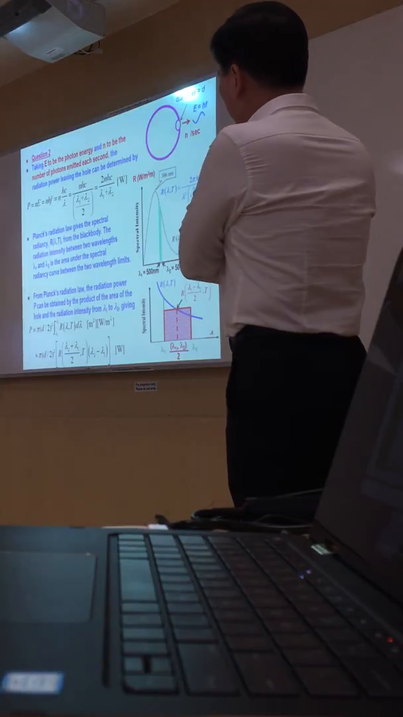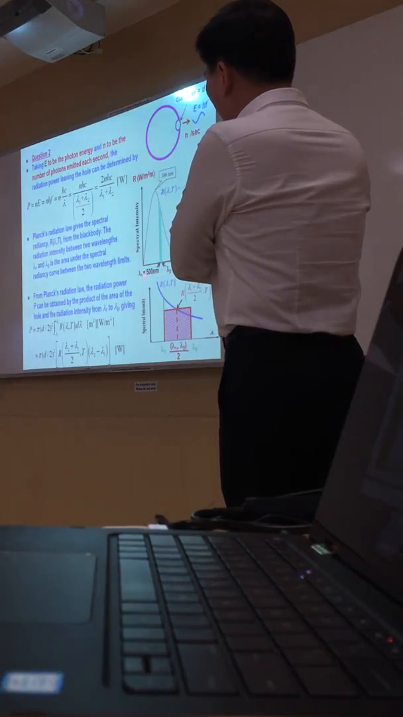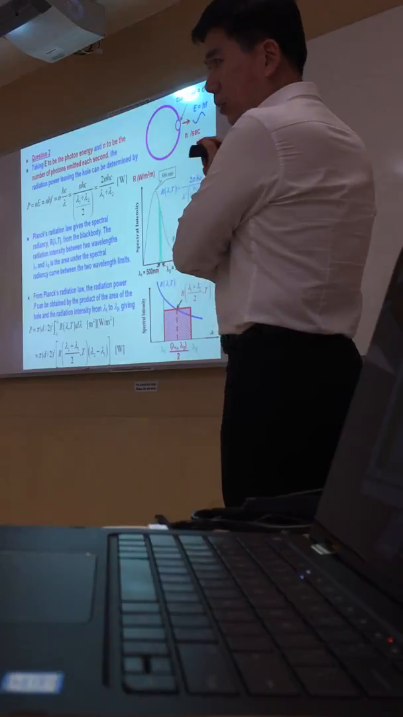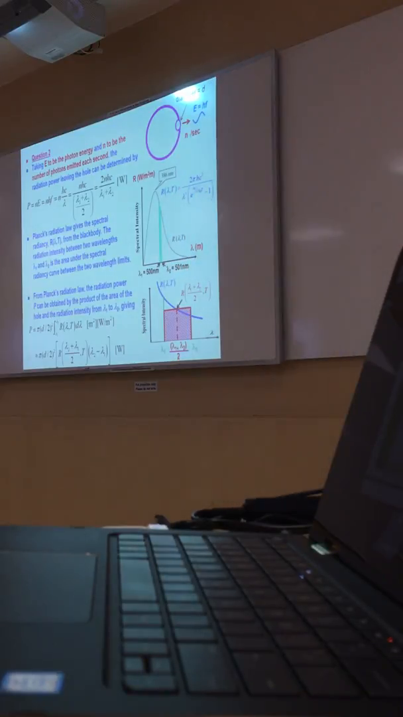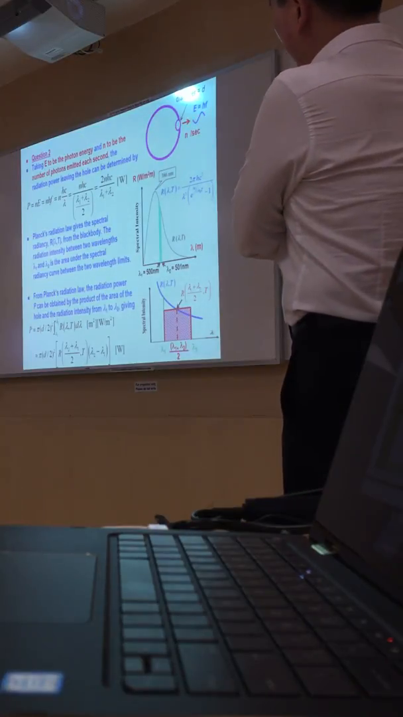I shall call 500 as lambda 1, 501 as lambda 2. So I'm interested in the wavelength coming out from lambda 1 to lambda 2. But also bear in mind, lambda 1 and lambda 2 is very close. It's actually a very narrow band, right? So let me first find out what is the power coming out.